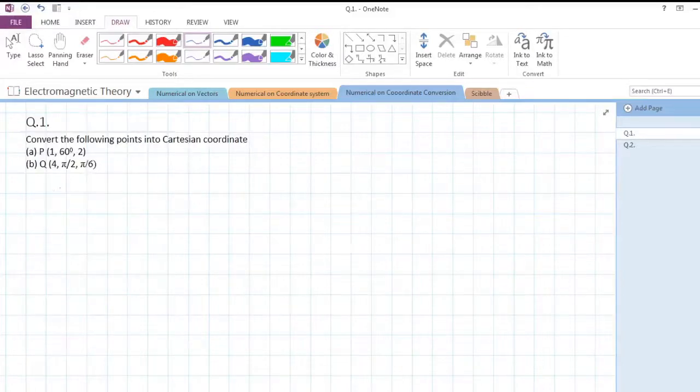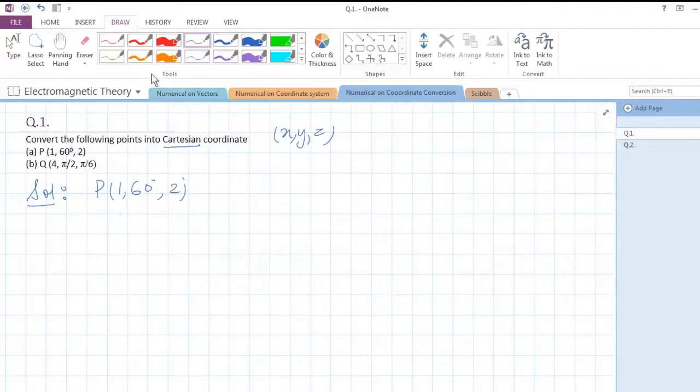So, in the first question here, it says that we have to convert the given point into a different coordinate system, and here it says that we have to convert into a Cartesian coordinate system. If you remember, the Cartesian coordinate system is x, y, z. In questions like these, it will never be specified in which coordinate system the point is given. But it will be very clear by looking at the points.